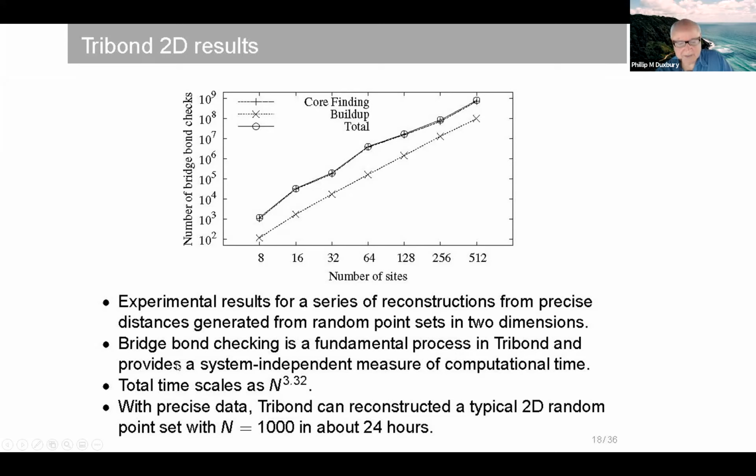The other thing to think about when looking at this is that the timescale here for this reconstruction is just over n cubed. That's not great, but it's a lot better than an exponential, and a lot better than the upper bounds that we have. So we've run this for fairly big systems, up to 1,000 atoms, which took about a day. And so the limiting problem here is now trying to figure out how to put in errors.